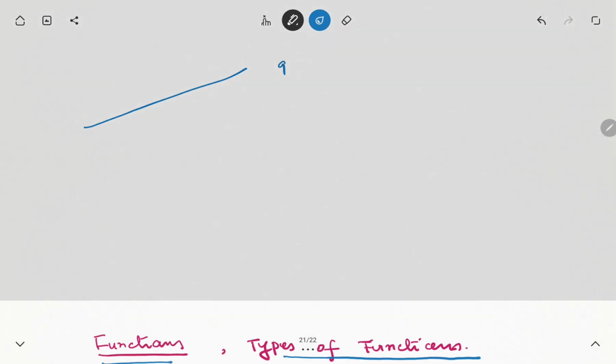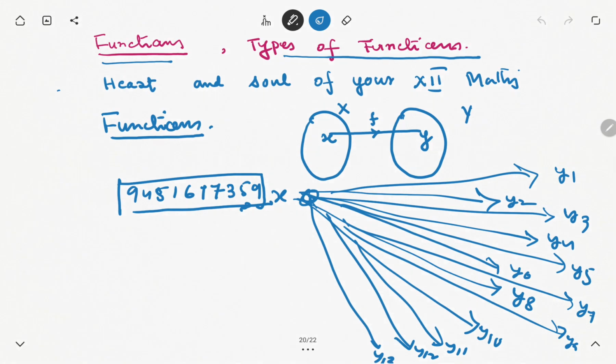Now I reverse the example. You, n number of people, are related to a mobile number 94516.